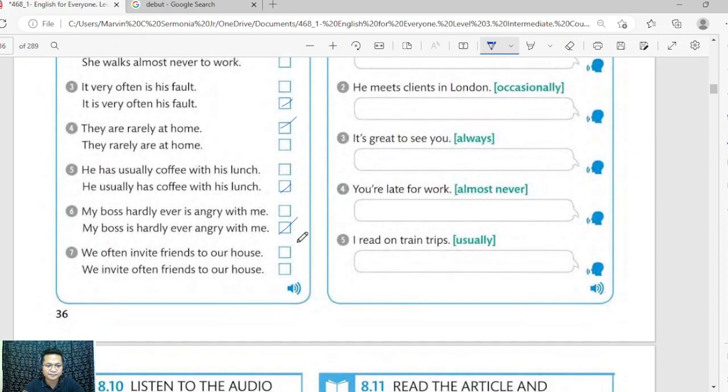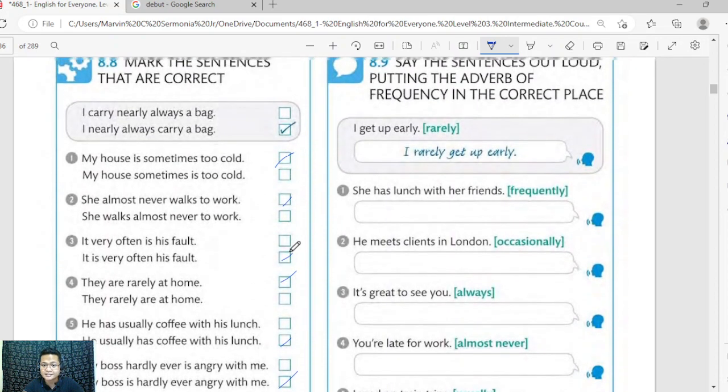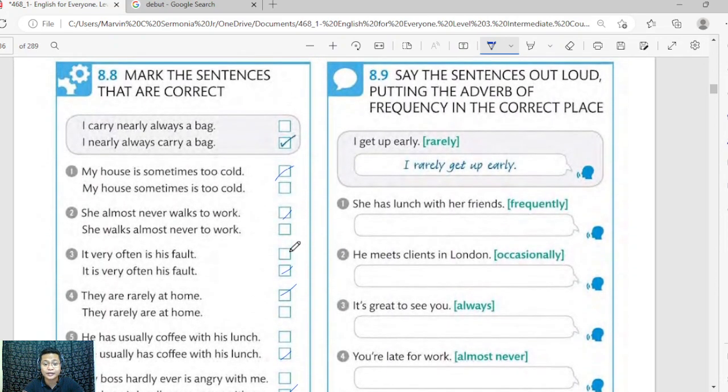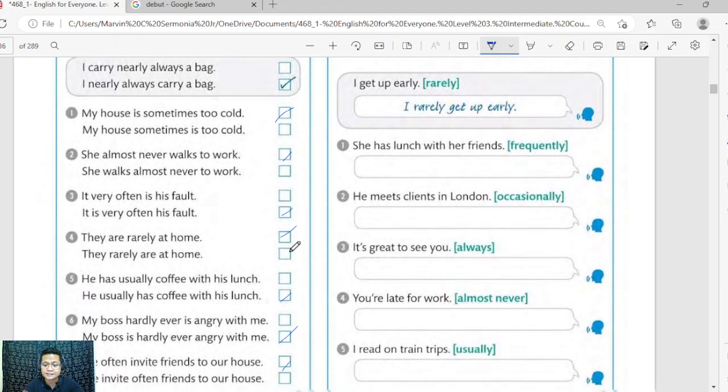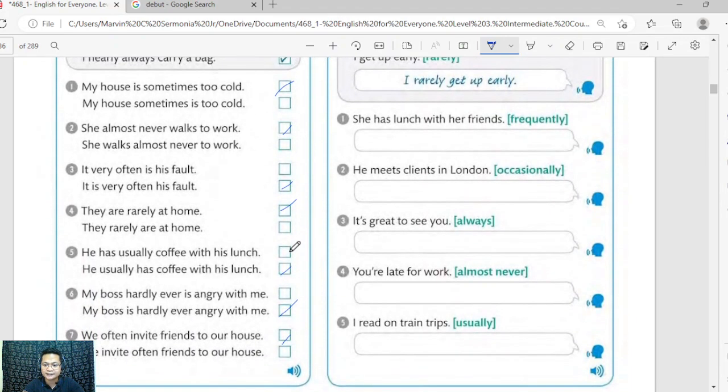Number seven, we often invite friends to go to our house. We often invite friends to our house. Now, for your own practice, you may try to do 8.9. And you may want to share your answer in the comment section, and I'll try to read and give my comments soon on the answers that you will be sharing.